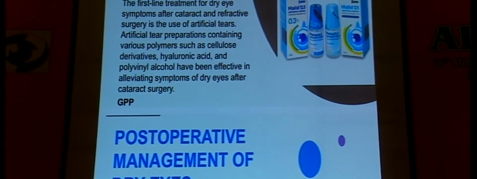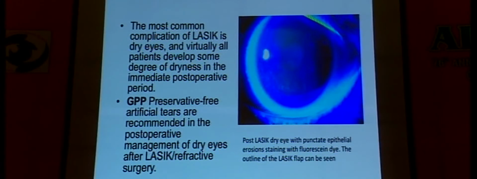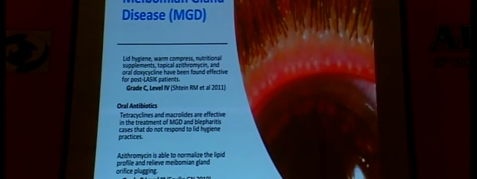So of course, the first-line treatment is artificial tears. Preservative-free artificial tears are recommended for post-LASIK because you need to apply them so frequently. How about for meibomian gland disease? Lid hygiene, warm compress, nutritional supplements, topical azithromycin, and oral doxycycline have been found to be effective for post-LASIK patients. This is a grade C recommendation.